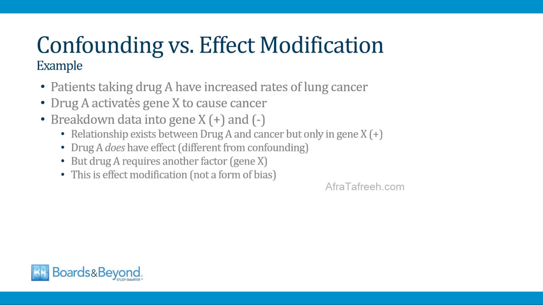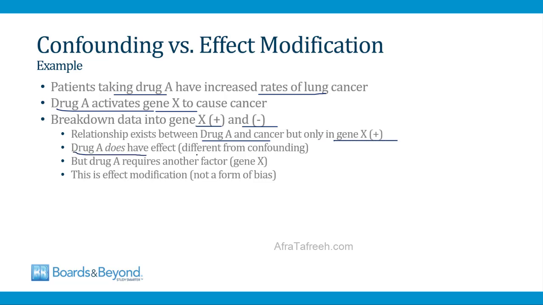In another example, let's also imagine patients taking drug A have higher rates of lung cancer according to a study, but drug A activates gene X to cause cancer. So when you break down the data and do a stratified analysis of patients who are gene X positive or gene X negative, the relationship between drug A and cancer will persist, but only in the gene X positive group. This means that drug A does have an effect on rates of lung cancer. This is different from confounding, but drug A requires another factor, which is gene X, and this is an example of effect modification, which, as I said before, is not a form of bias.